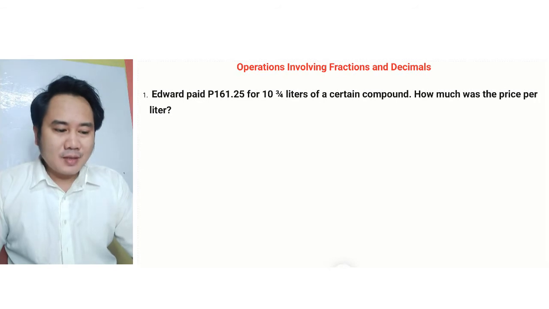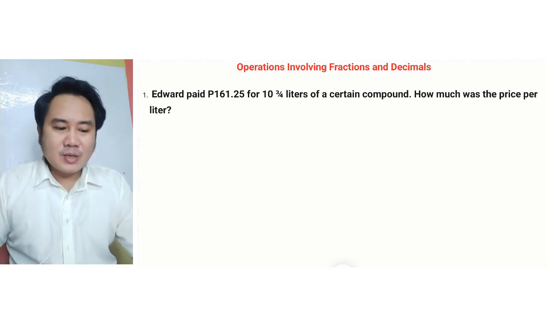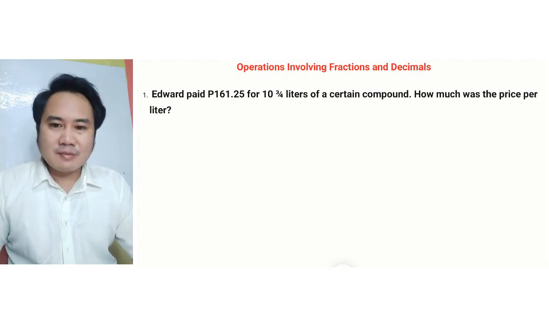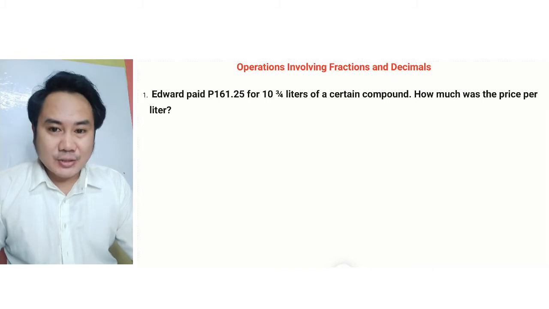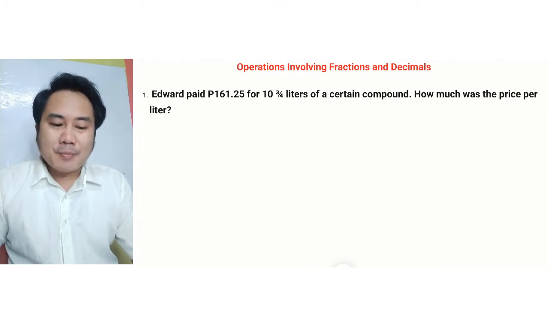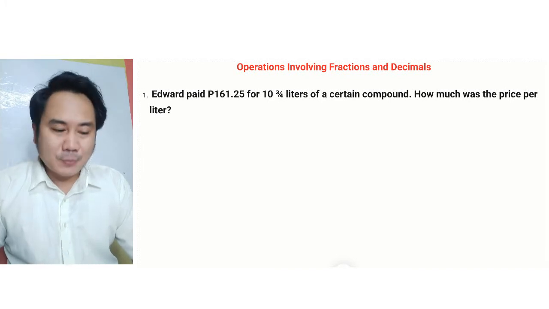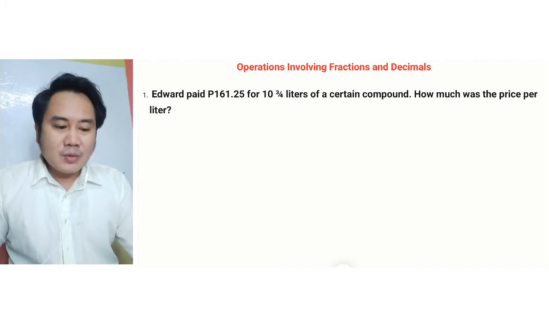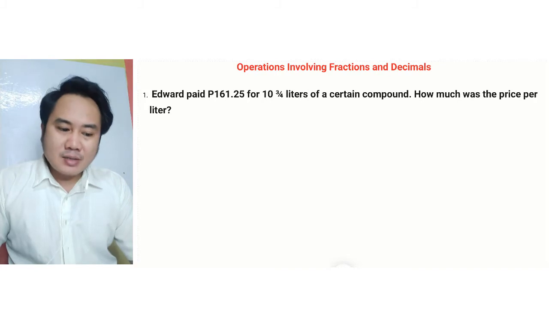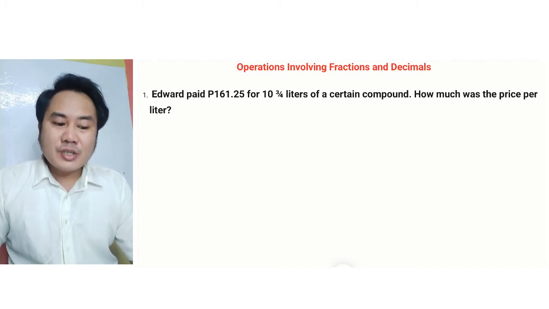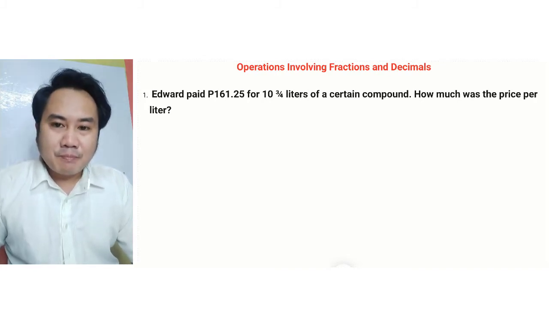Number 1, Edward paid 161 pesos and 25 centavos for 10 and 3/4 liters of a certain compound. How much is the price per liter? Ang hahanapin natin dito ay kung magkano ang presyo ng gasolina bawat litro. To solve this, we are going to compare the price of the compound versus yung litro.